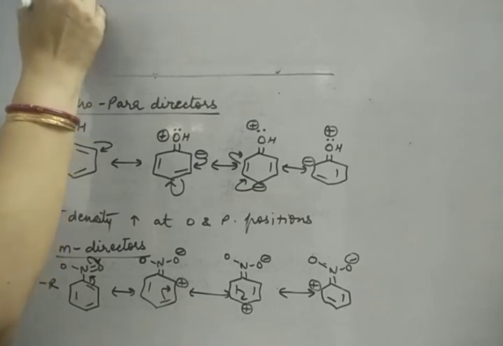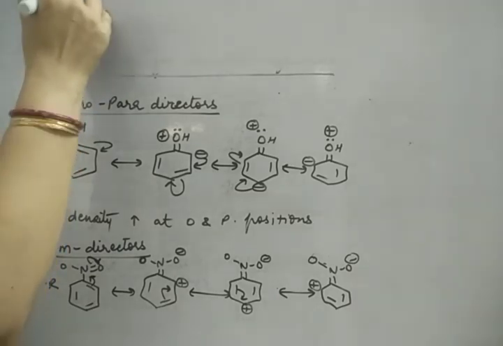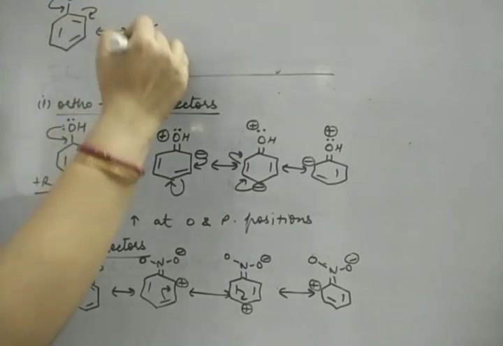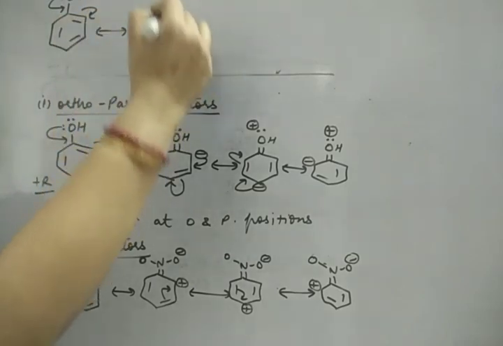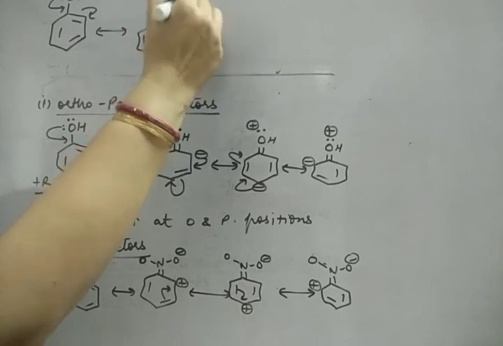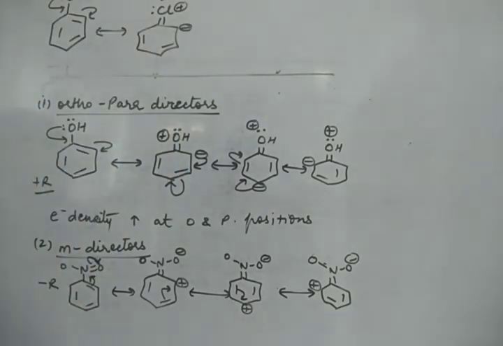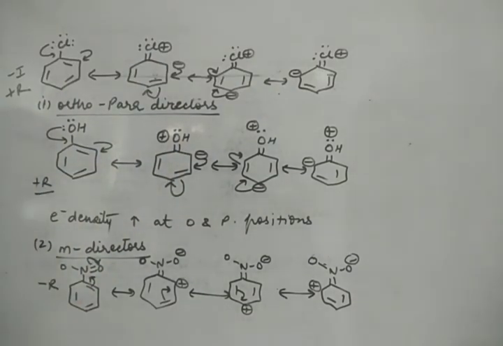I have chlorobenzene. Okay, so if you make the resonating structure, you can see that at ortho and para position, your negative charge will come. You can further complete the structures and we can see that the negative charge appears at ortho and para positions. So halogens have a special thing, that is they show plus R effect, but along with plus R they have minus I effect also. So halogens are ortho-para directors, no doubt, but they have deactivating effect.